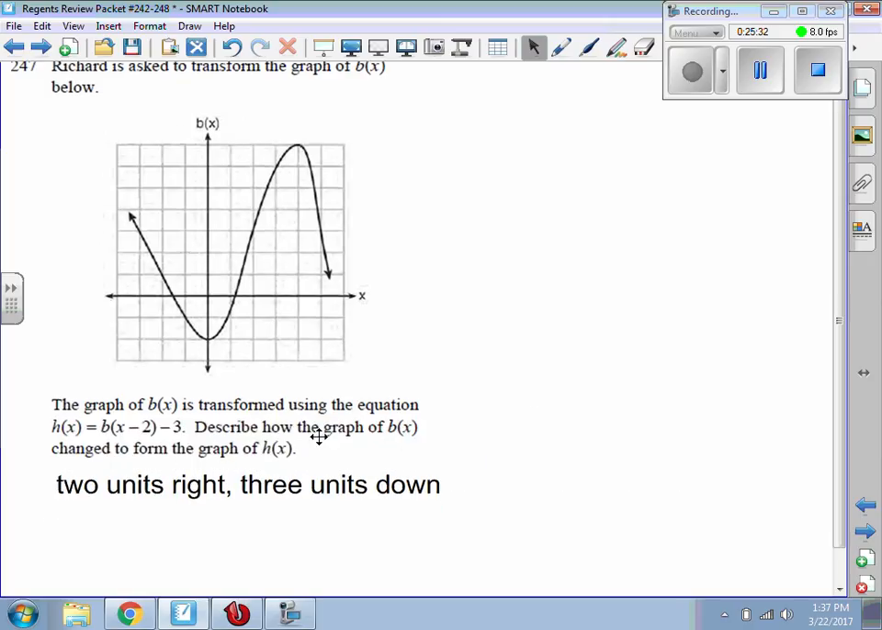Describe how the graph of b of x changed. The x minus 2 makes it go 2 units right. The minus 3 makes it go 3 units down. Inside of the parentheses, you would think an x minus 2 would make it go to the left, because that's the negative side. But actually, it's kind of backwards, and a negative 2 makes it go to the right when it's inside of the parentheses. And a negative 3 still makes it go down. So that answers 247.